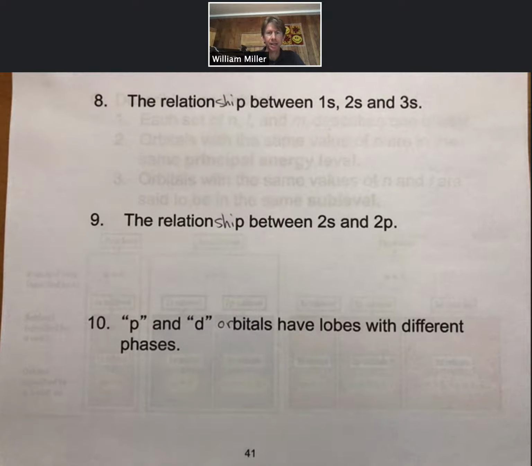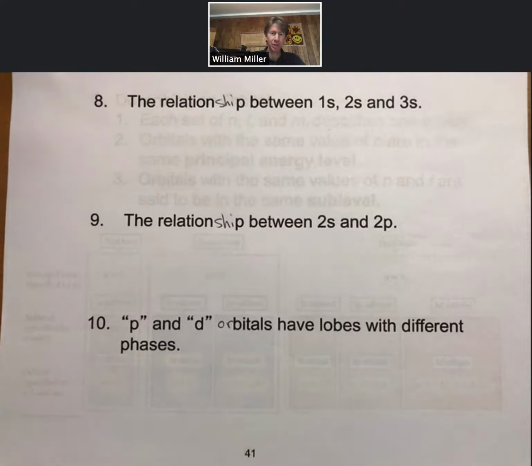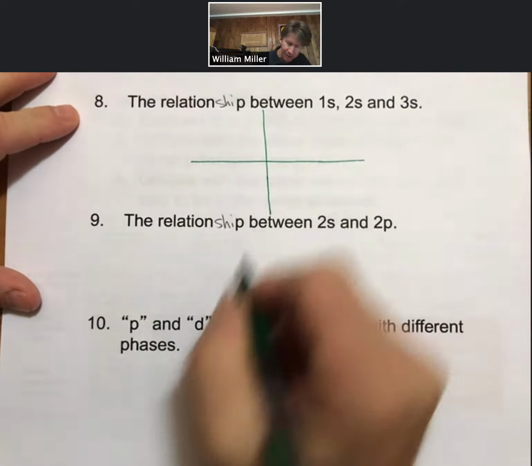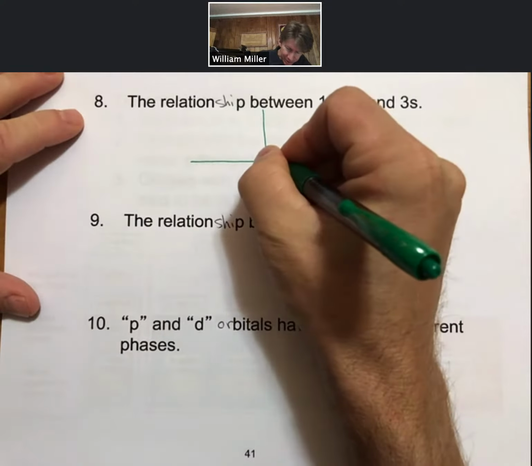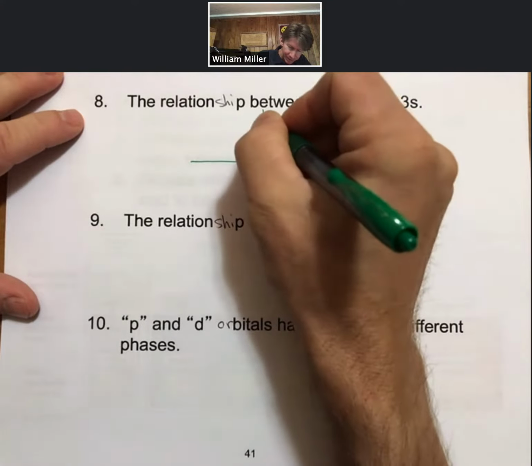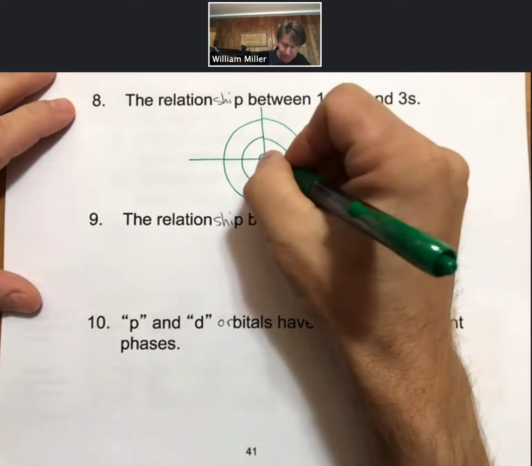Now that we've got a little bit of information about three of the quantum numbers, let's talk about the relationships between some of these sublevels and some of the orbitals in these sublevels. I think we're pretty familiar with this, but it's worth covering the relationship between 1s, 2s, and 3s. If we were to draw them on a set of axes, of course 1s would be the smallest, then 2s, and 3s. Again, not necessarily drawn to scale, but doing our best.